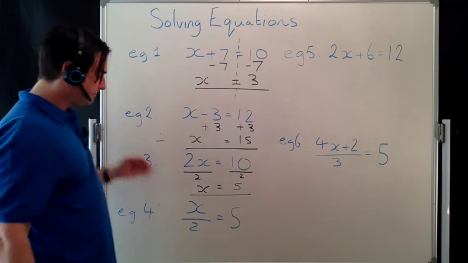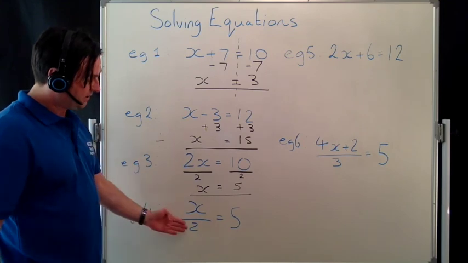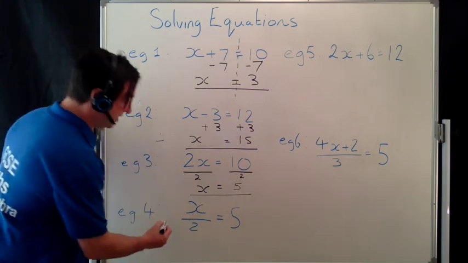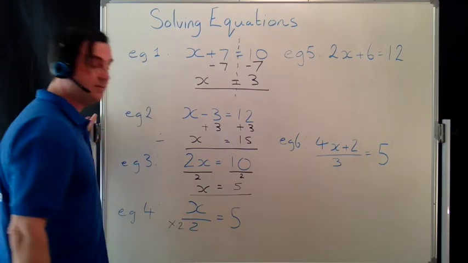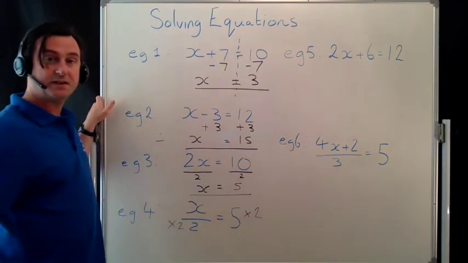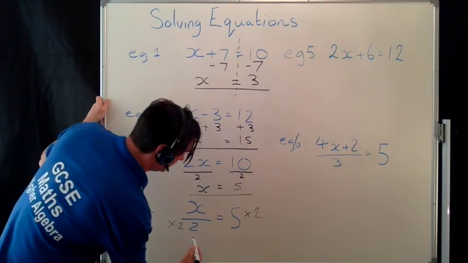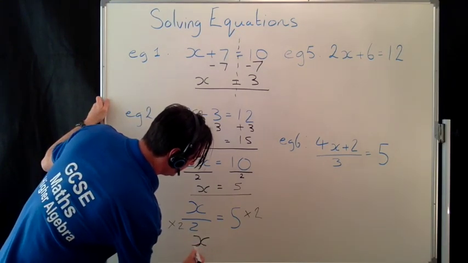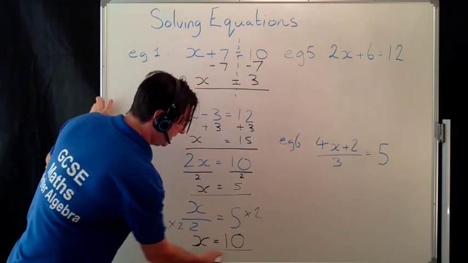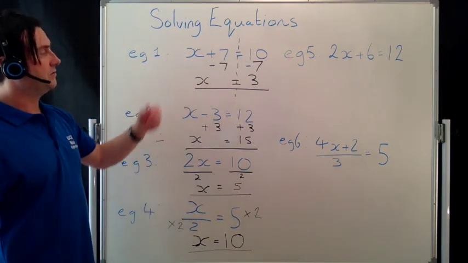And the last one here, x divided by 2 equals 5. The opposite to divide is going to be times. So this time, to get rid of this division, I'm going to do the opposite, which is to times it by 2. But whatever I do to one side, I must do to the other side. So x divided by 2 times 2 just leaves me with 1x, which is x, and 5 times 2 gives me 10. Those are the 4 basic things we need to do to solve equations.